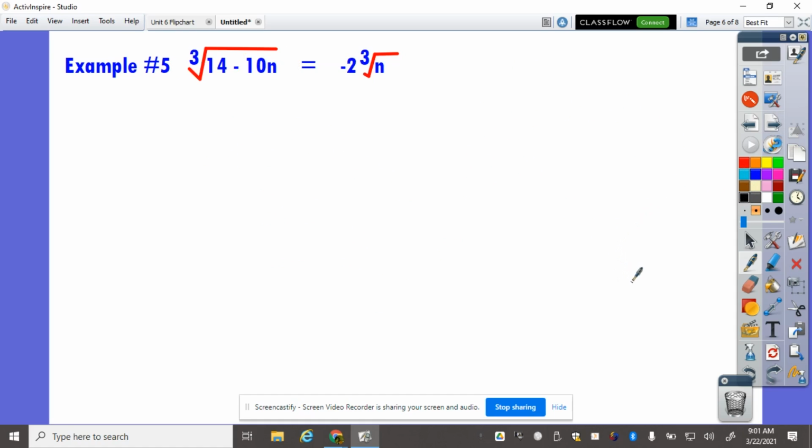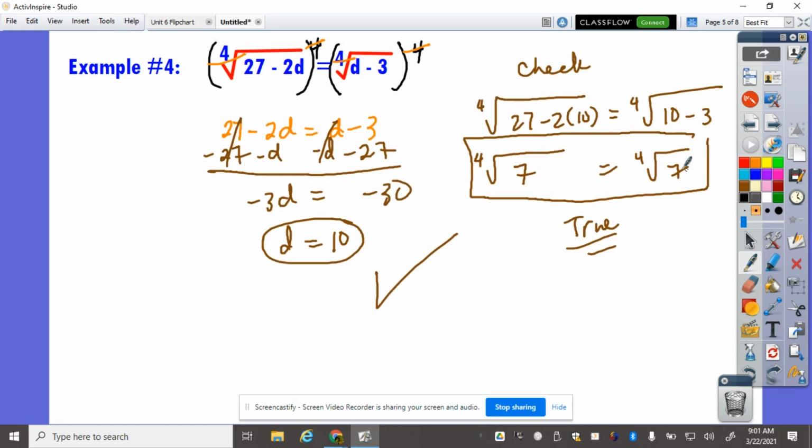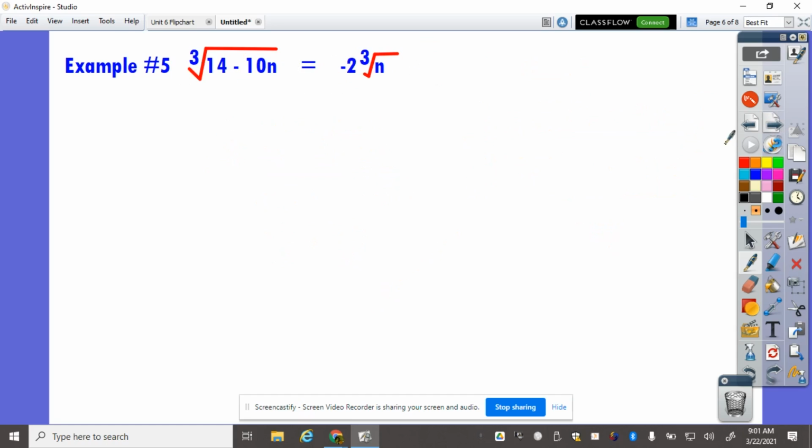Next, the cube root of 14 - 10n equals negative 2 times the cube root of n. The difference between example number 5 and example number 4 is that there are no numbers outside the radical sign on either side of the equation. Unlike here, I have a negative 2. So what I'm going to do here is the same thing: raise to the third power because the index is 3, or cube root. So this cancels out. This will be 14 - 10n. The only difference is that there's a negative 2 outside of the cube root.